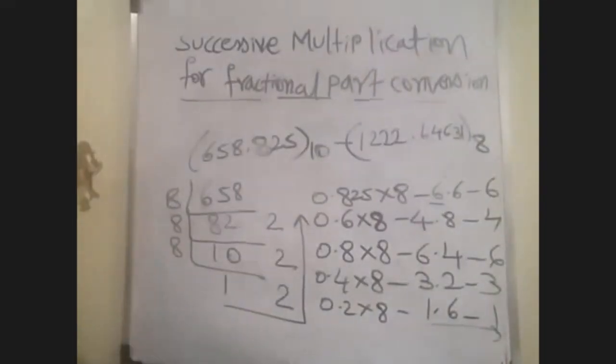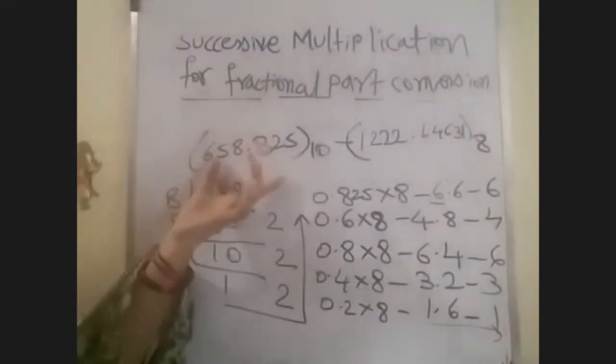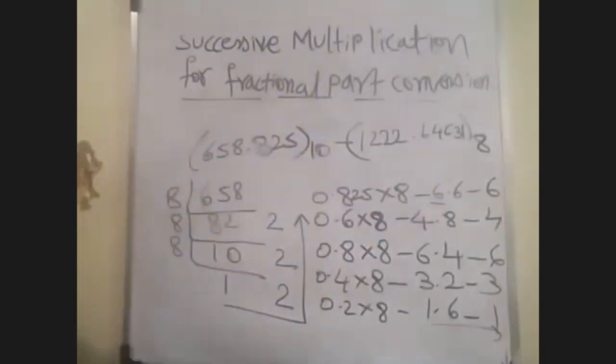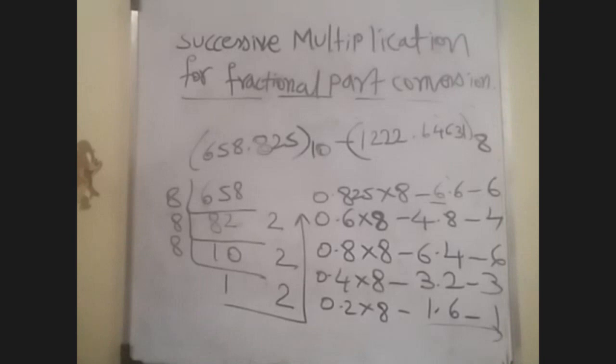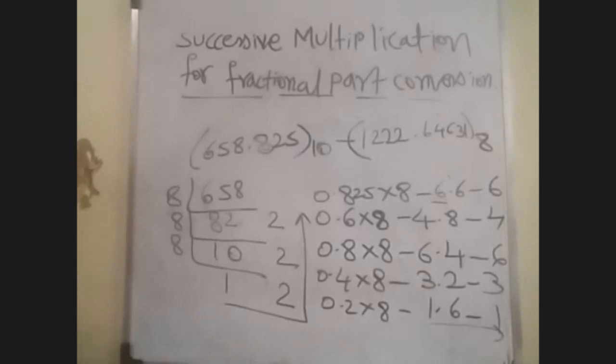And 0.825 is 0.64631. So by this way, you can convert decimal to octal. Next, one more problem you will do and tell me the result.